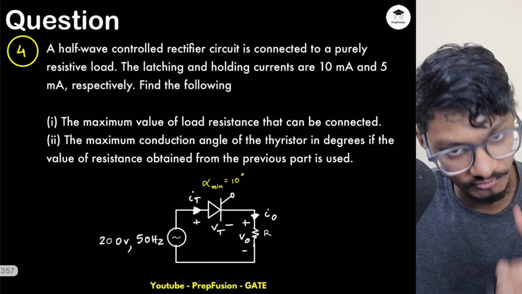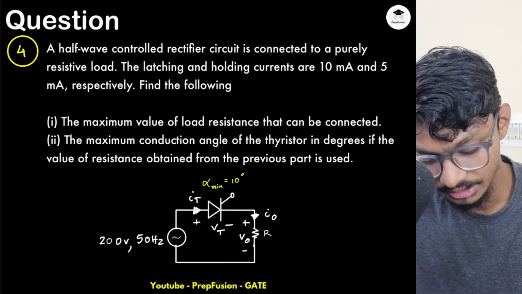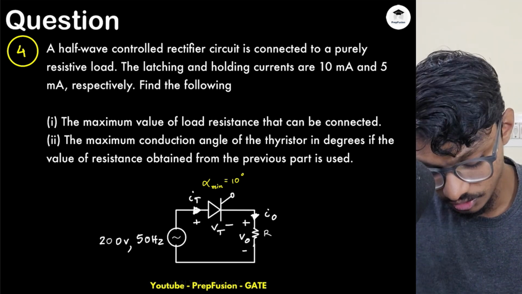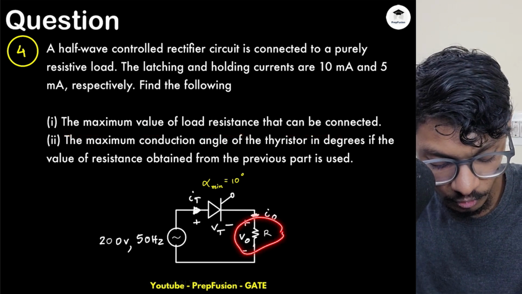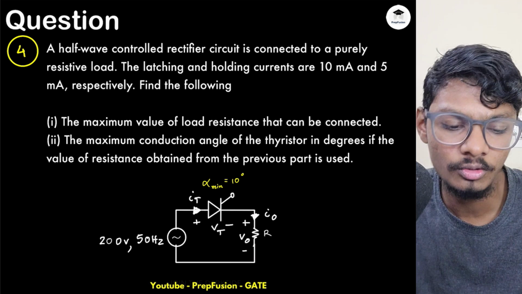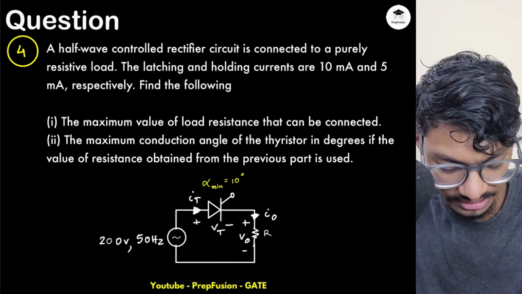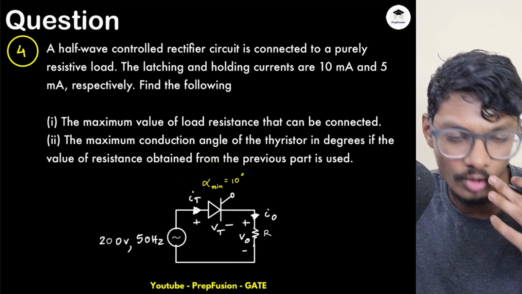So I told you, you have to study SCR at least before studying rectifiers. That part you have to finish. What is the maximum value of load resistance that can be connected? Now, how do I know which condition is the maximum condition? And here they have given me alpha minimum as 10 degree. So how to use all this?